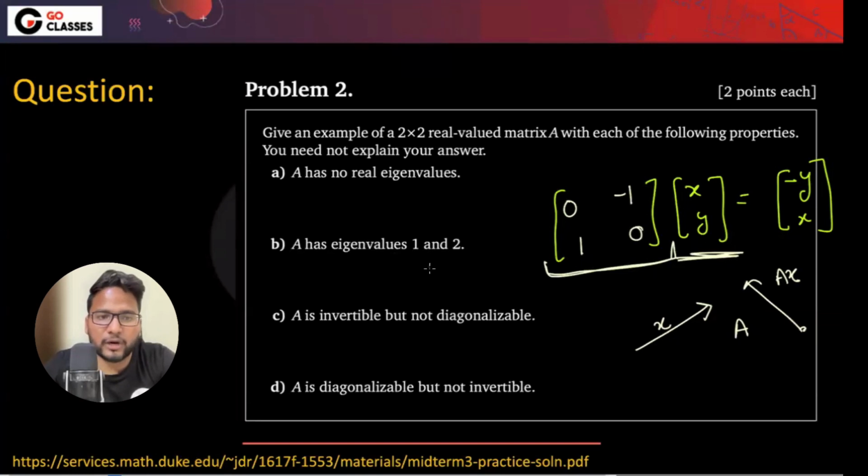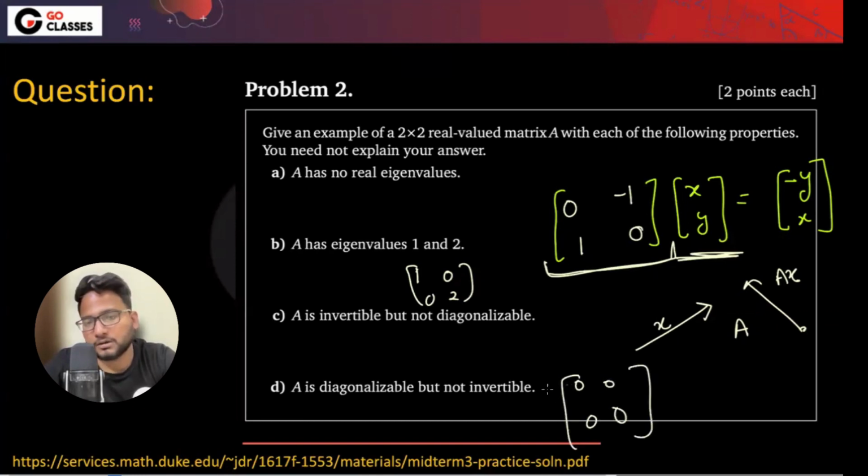Okay, next: A has the eigenvalues 1 and 2. It's very easy. Can you tell me? Yes, just 1 and 2, right? Next: A is invertible but not diagonalizable, or A is diagonalizable but not invertible. This is very easy. A is diagonalizable. This is a diagonal matrix. Diagonalizable means it is similar to some diagonal matrix. Is this invertible? Obviously not, right?